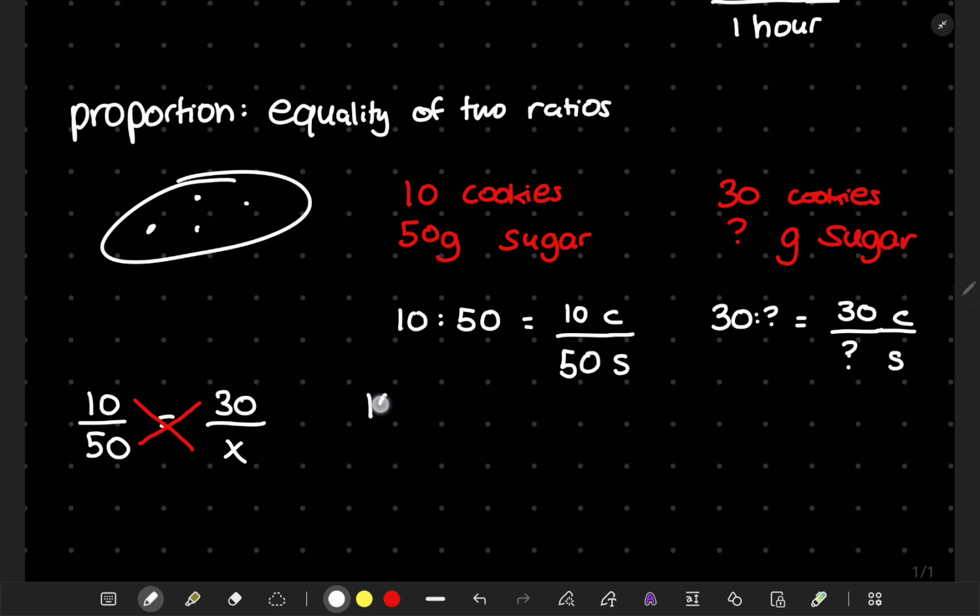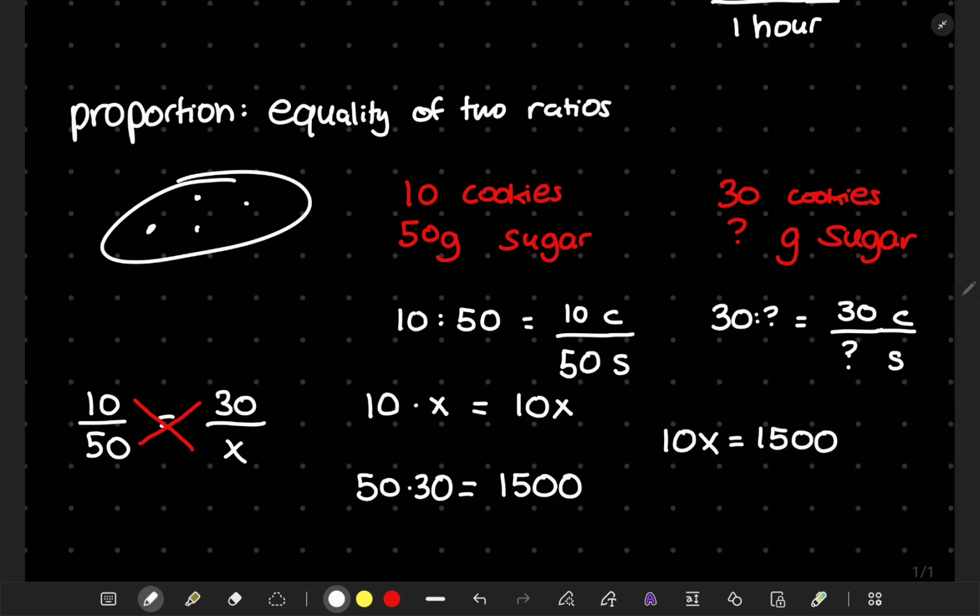And all I'm going to do is multiply. So I'm going to say, okay, 10 times X. What's 10 times X? Well, 10 times X gives me 10X. Okay, and then I look at the next one. So I look at 50 times 30, because that's what I'm multiplying across. Well, using my calculator, 50 times 30 is 1,500. Knowing that I have these two as my numbers to multiply, I'm going to make them equal. So I'm going to say 10x equals 1,500.